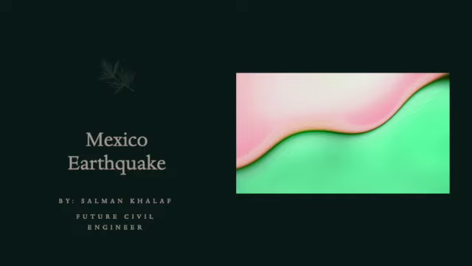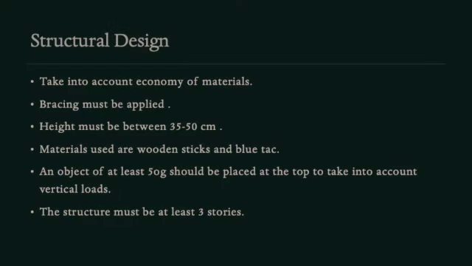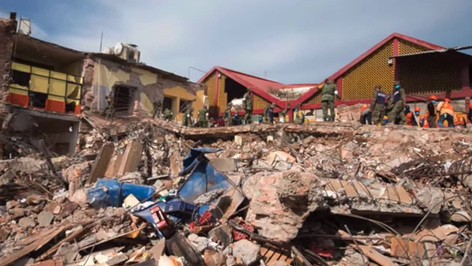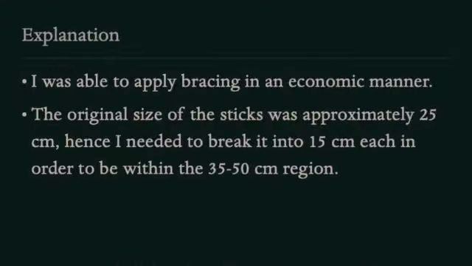In this exploration, I decided to design a structure that would take into account the common materials, the bracing, the height, the materials, and the object that must be on top of the structure would be approximately 50 grams. I created this so that I could model what happened during the Mexico earthquake. I was able to apply bracing in an economic manner where I only used the materials necessary, and the original size of the sticks was 25 centimeters, hence I needed to break it into 15 centimeters each in order to be within the 35 centimeter range of the height of the building.